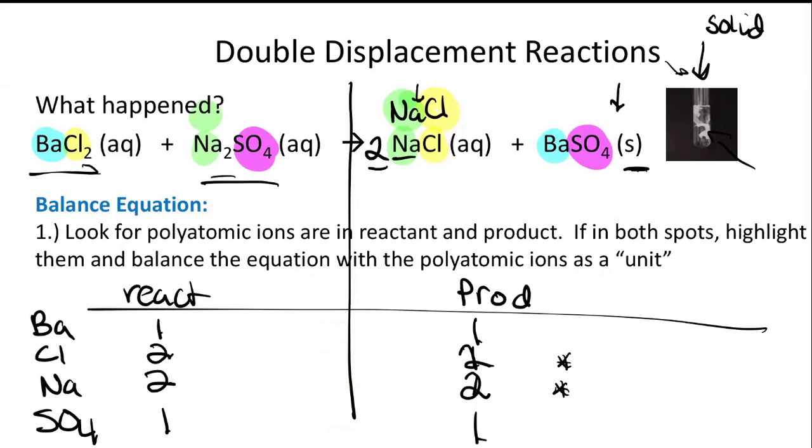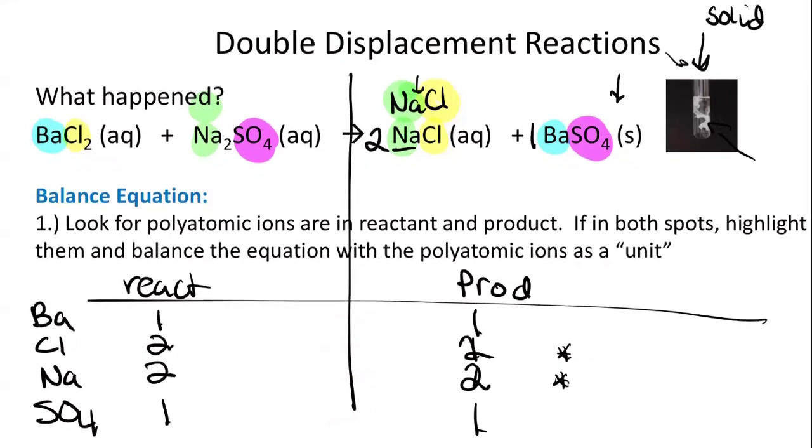So that's it. For 1 barium chloride and 1 sodium sulfate, I get 2 NaCl and 1 barium sulfate. All of these ones, I don't need to write them down, but they're understood.